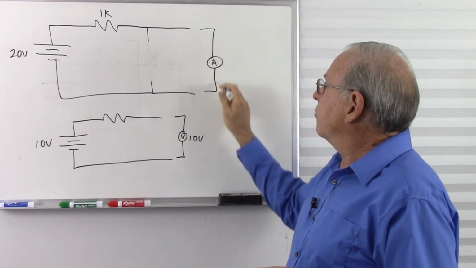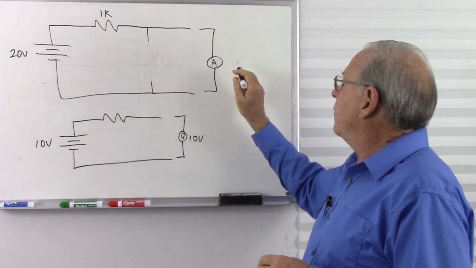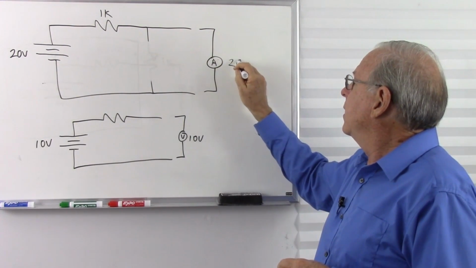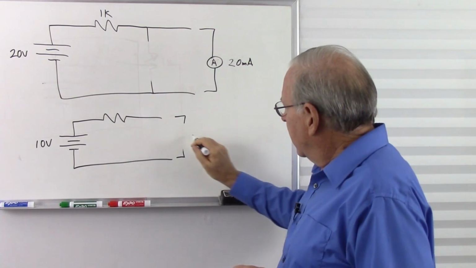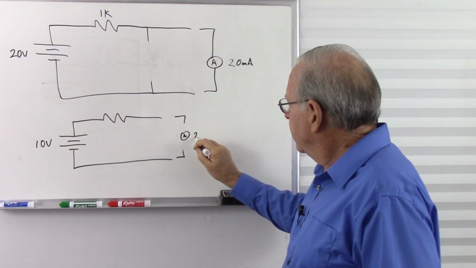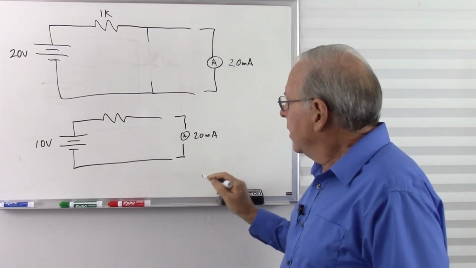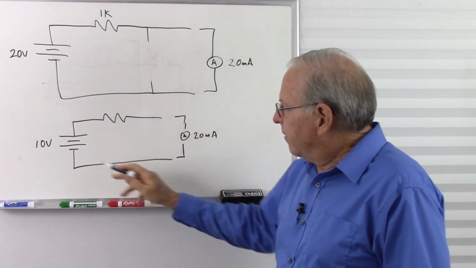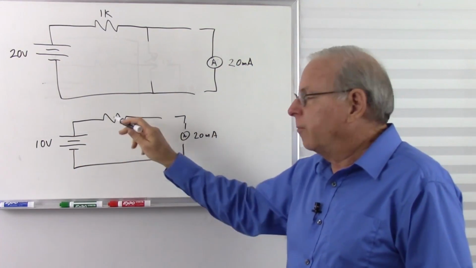So now we measure our current, and we find that with 20 volts and 1K, we're going to get a current of 20 milliamps. So now our current meter reads 20 milliamps. So what does that tell us? Well, we have a simple series circuit, 10 volts, 20 milliamps, and some resistance.